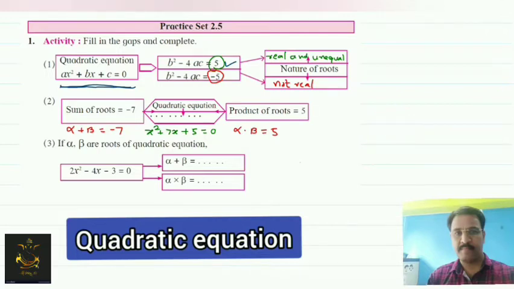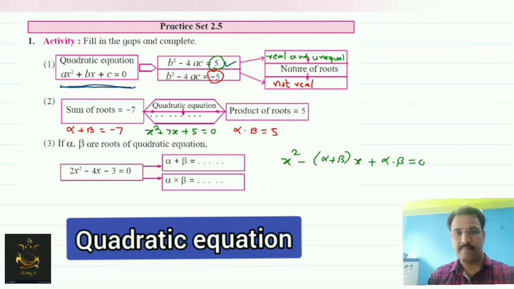Look here, what is the third sum? Here alpha and beta are the two roots of a quadratic equation. The quadratic equation given is 2x square minus 4x minus 3 equal to 0. Now we are going to find alpha plus beta and alpha into beta. As per our previous discussion, the form is x square minus alpha plus beta x plus alpha into beta is equal to 0.